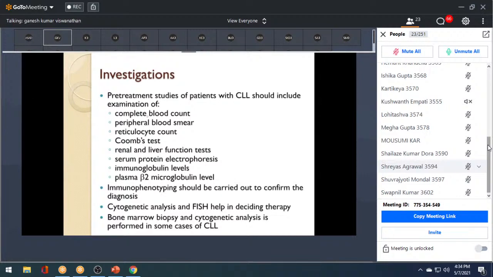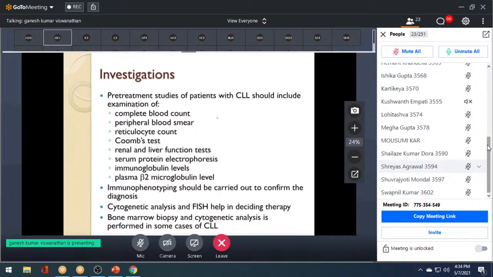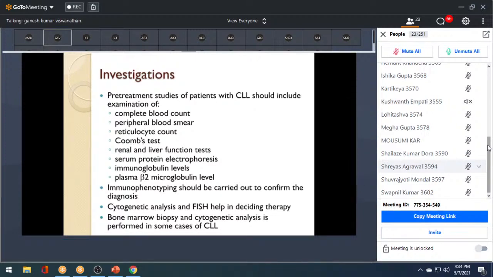This starts with basic investigations like a complete blood count. It gives you the hemoglobin level, so you can see whether the patient has anemia or not. It gives you the WBC count, so you can know whether the patient has leukocytosis, lymphocytosis, etc., and reduced platelet count, thrombocytopenia. A peripheral blood smear examination looks at the morphology of the cell. You can see mature lymphocytes here, and then you see smudge cells in the case of CLL. A reticulocyte count looks for increased reticulocytes in hemolytic anemia. Coombs test to rule out autoimmune hemolytic anemia. Renal or liver function tests to understand the basic health condition of the patient to plan for treatment.